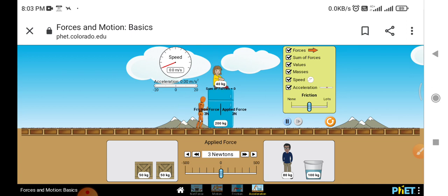Now I applied the force. See, there are two forces that occur. One is the applied force and the other is the frictional force, because here I selected friction. More force is needed to move this object because the weight of the object is 240 kilograms. The applied force and the frictional force are equal in value, so there is no movement in this object.